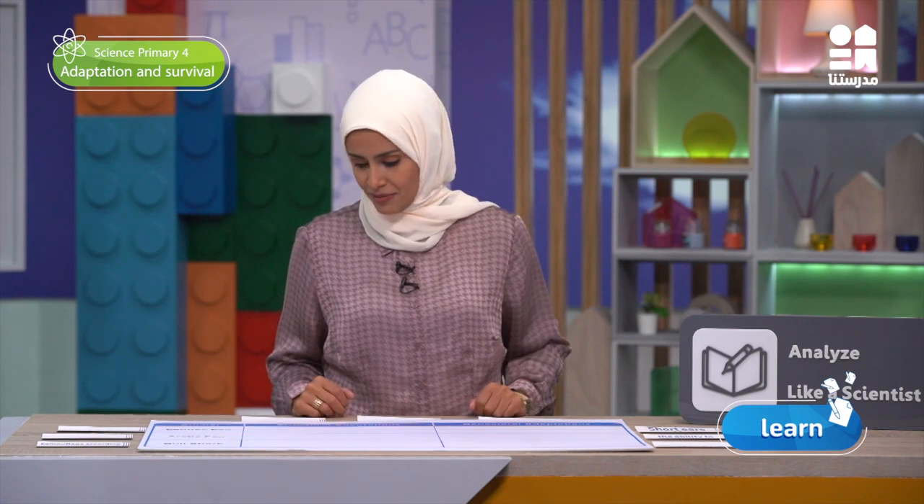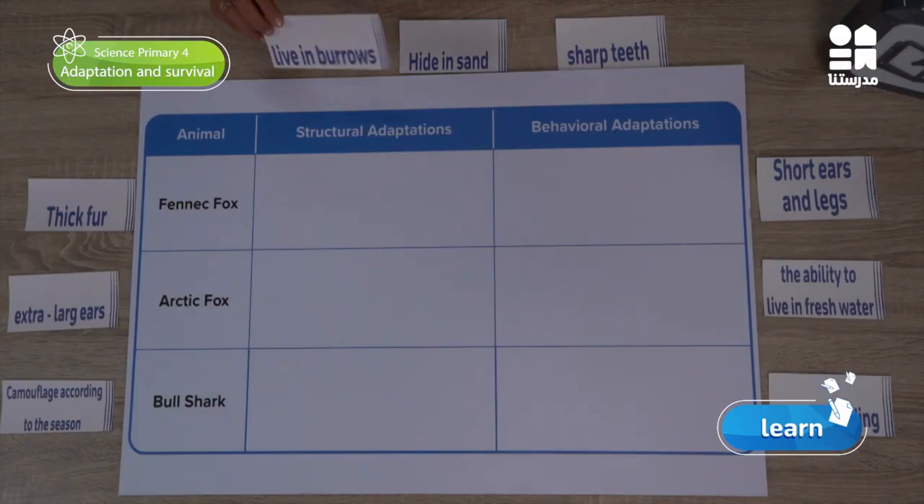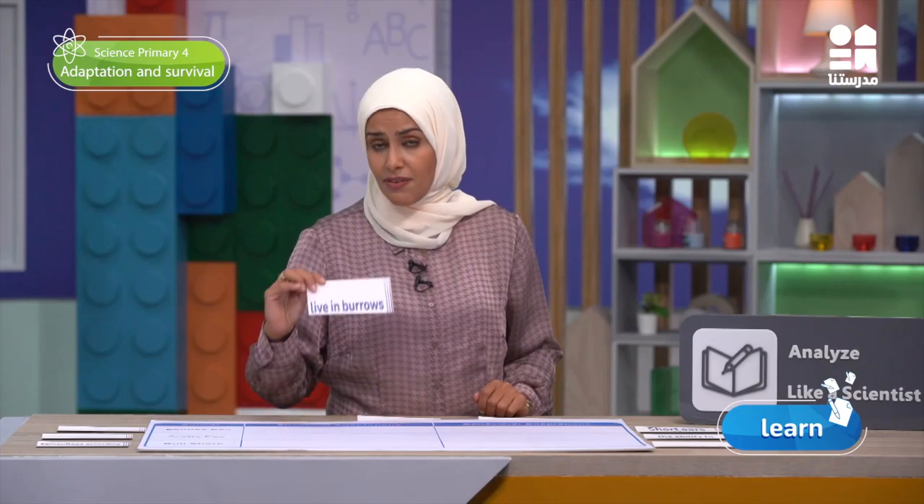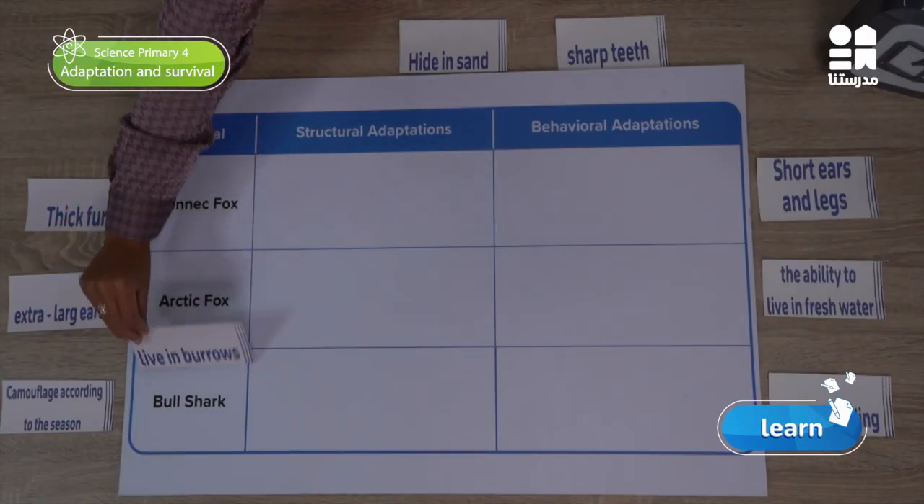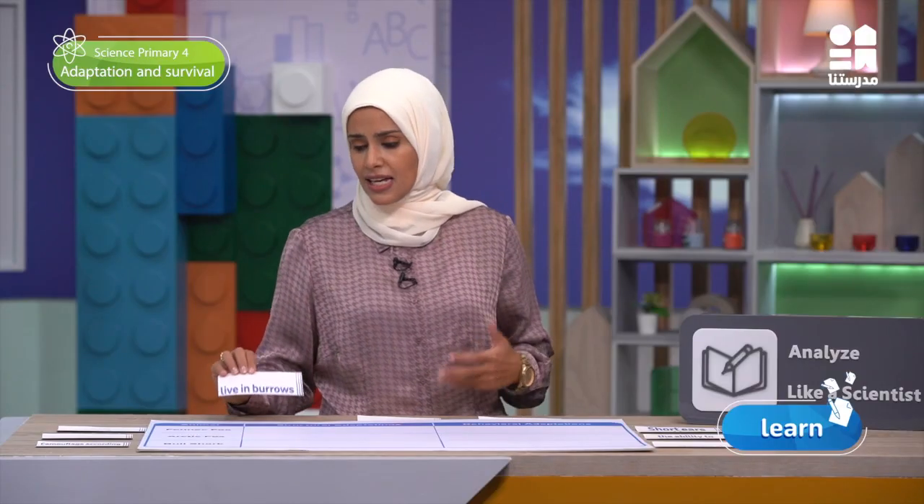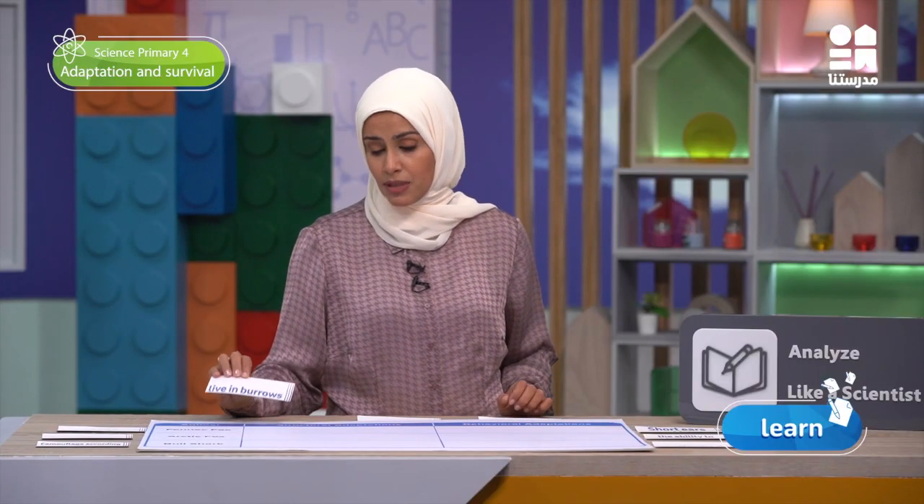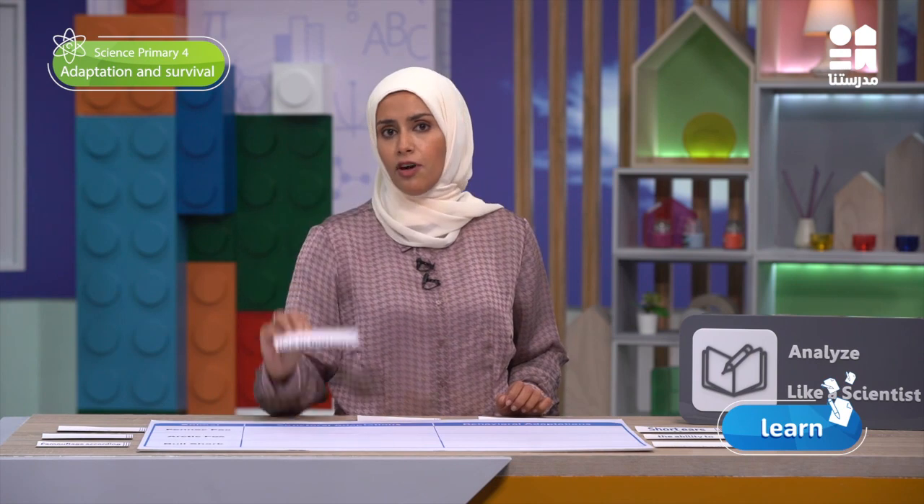I prepared the table for you so we can play the game together. The first card is live in burrows. Live in burrows goes for Fennec Fox, Arctic Fox, or bull shark. I think it can go for both foxes. I'll put it in the Arctic Fox.